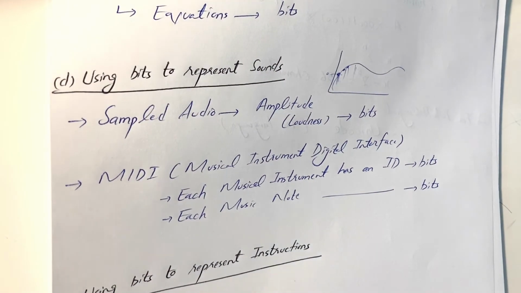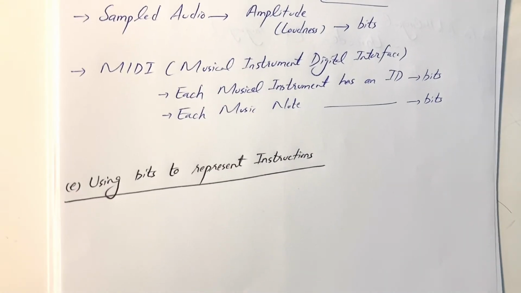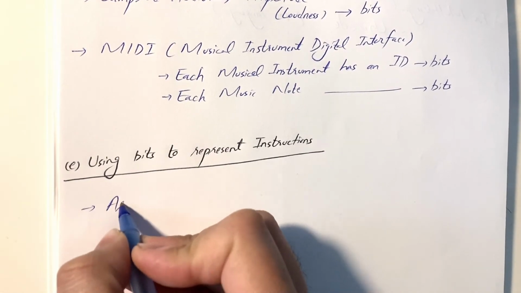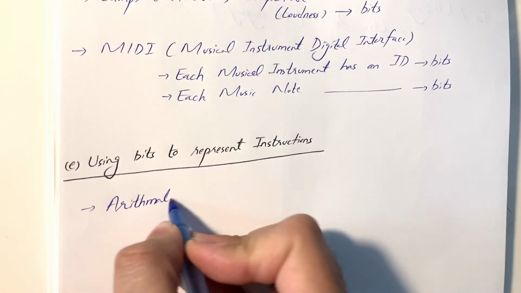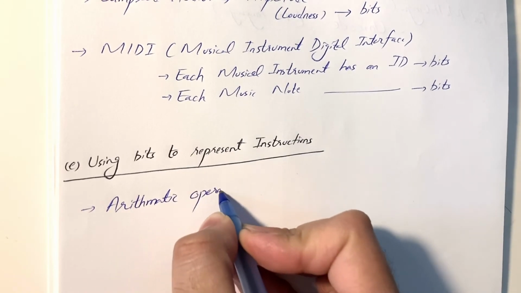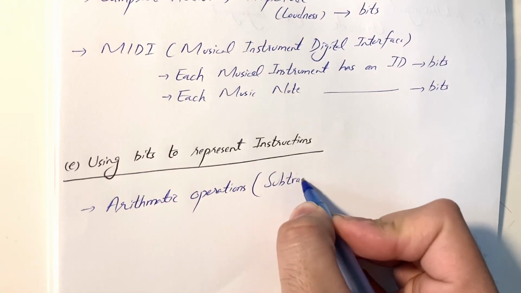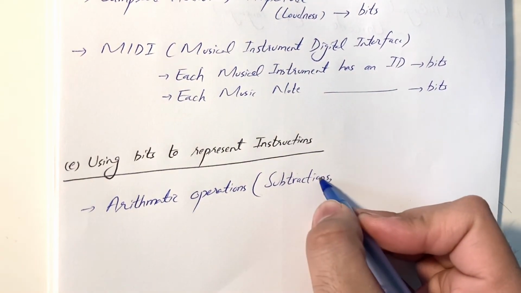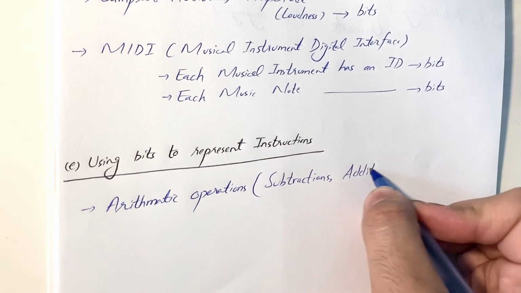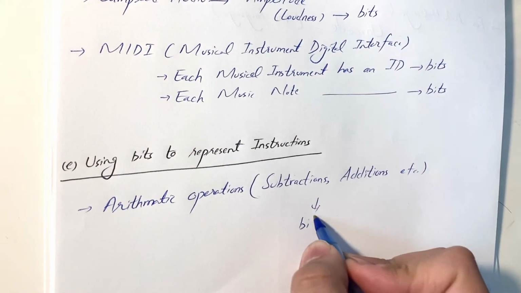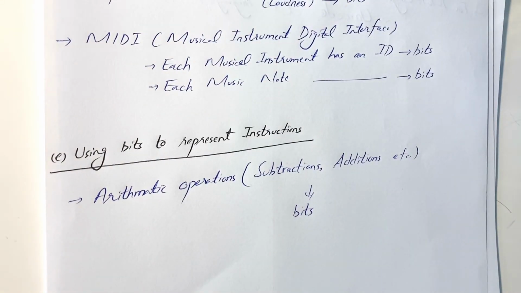The next type of data is instructions, for example arithmetic operations. These operations could be subtraction, or additions, etc., and they are represented in the form of bits as well. We have defined a specific code for subtraction, and for addition as well.